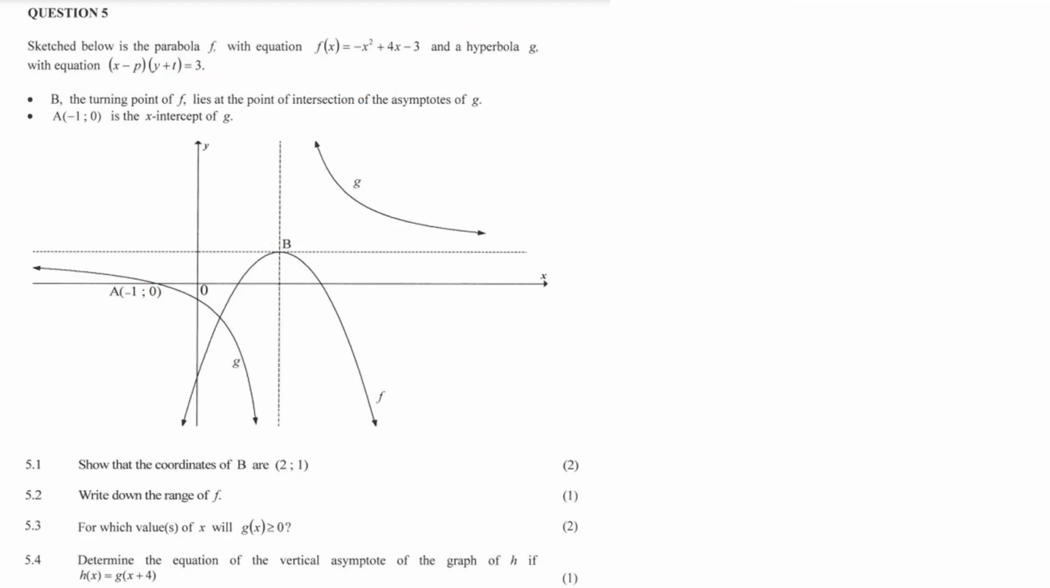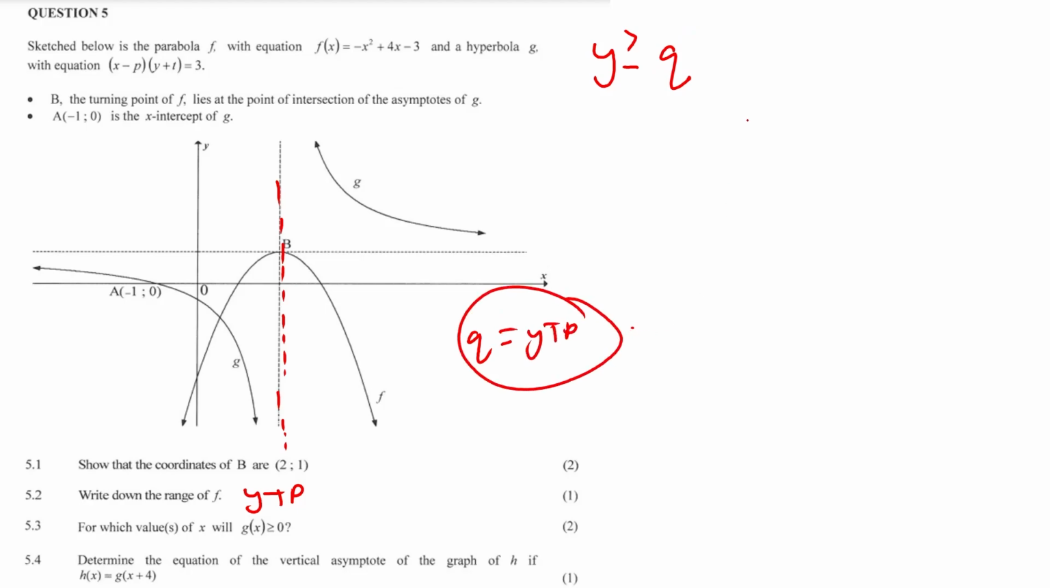5.2, write down the range of f. The range of f always relates to the y turning point. Remember, the range is all about the y value, so we're going to use the y turning point. And this is a formula that you can almost learn. So y is greater than or equal to our q value. So q, that is our y turning point, right? Just some notation for you guys.